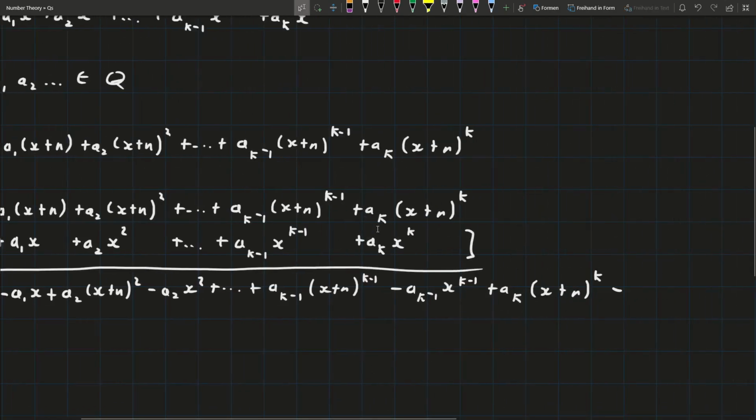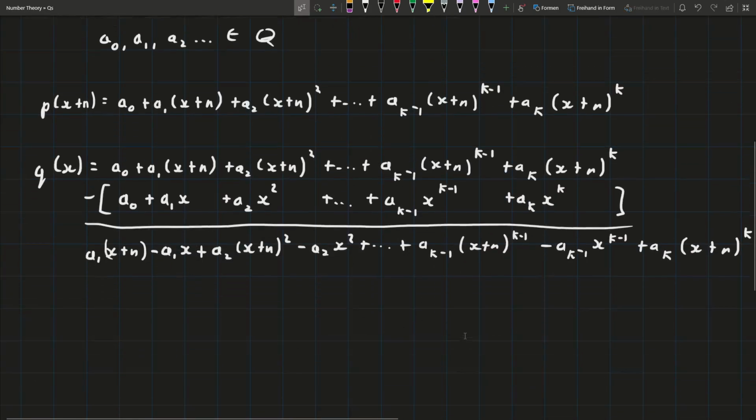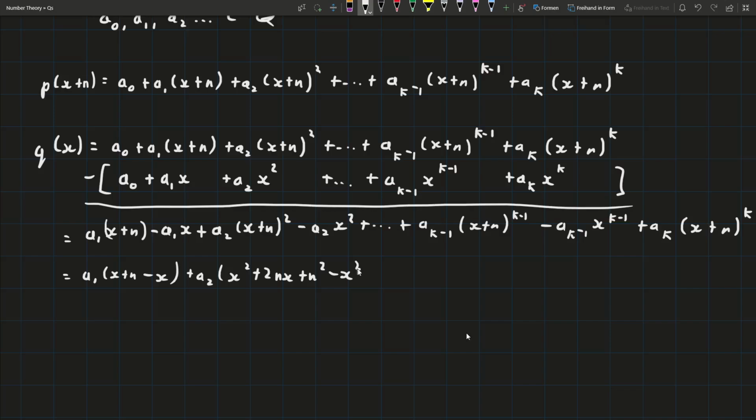Now we'll see that some nice cancellations will happen. So as you can see over here, for example, this a1x will cancel with this a1x. The same will happen here if we were to do the binomial expansion, which I will show now, just to demonstrate. So if we factor out a1 from these, we get a1 times x plus n minus x, plus a2, and then if we expand out this bracket, we'll get x squared plus 2nx plus n squared, and then factor out the a2 as well, and we get another minus x squared.